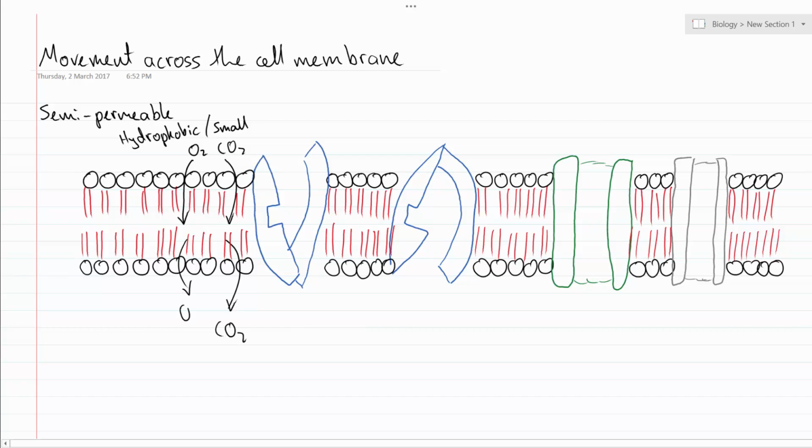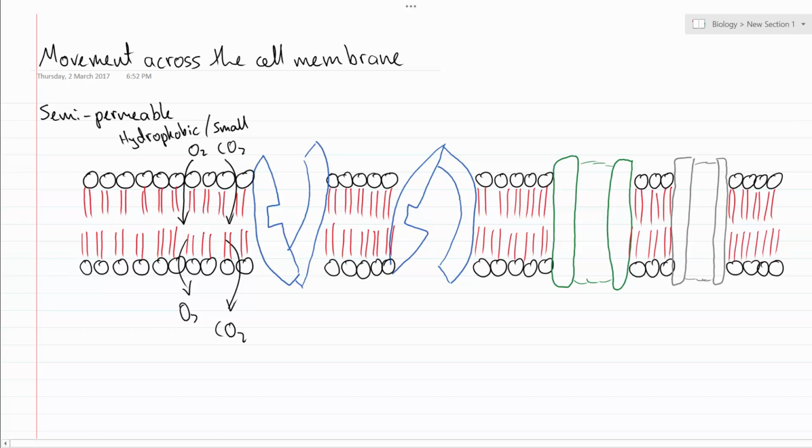So they can enter and exit the cell straight through the phospholipid bilayer quite easily, because they are small, so they're able to fit, and they're also hydrophobic, which means they are happy to move through that hydrophobic environment that is the tails, facing inwards in the phospholipid bilayer.